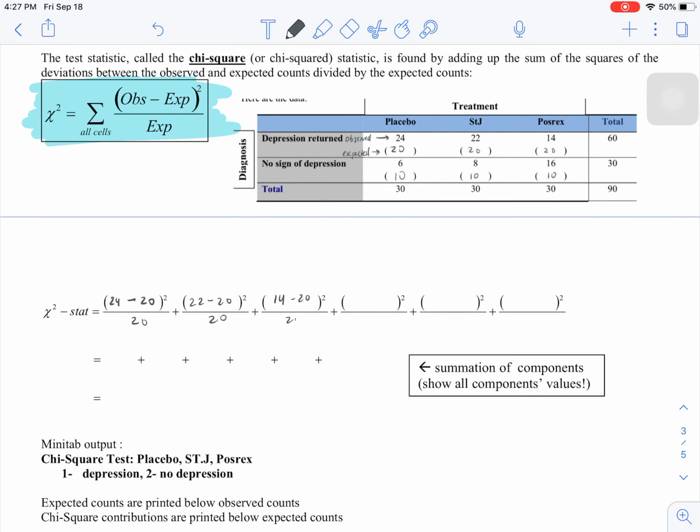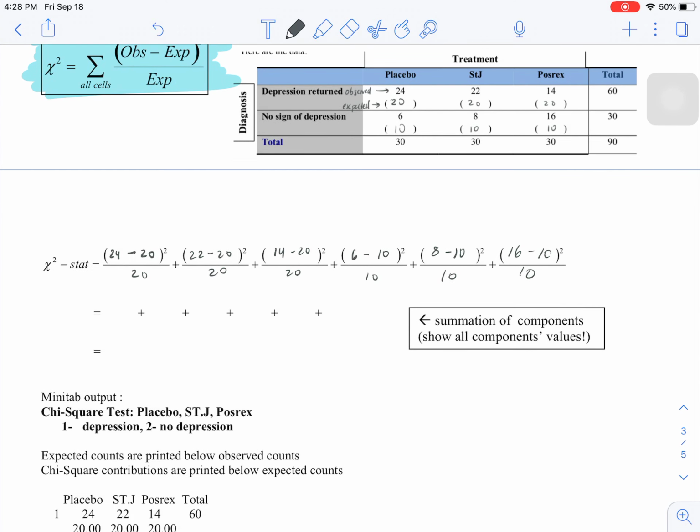14 minus 20 squared over 20, 6 minus 10 squared over 10, 8 minus 10 squared over 10, and last, 16 minus 10 squared over 10. I've just gone cell by cell. The order in which you go through the cells is not important, so long as you reach all of them.